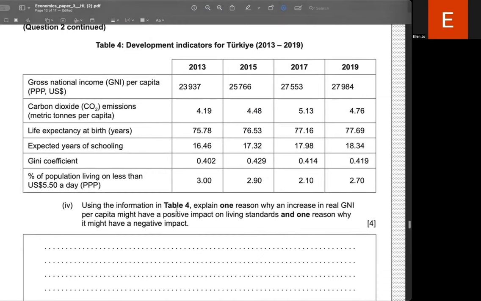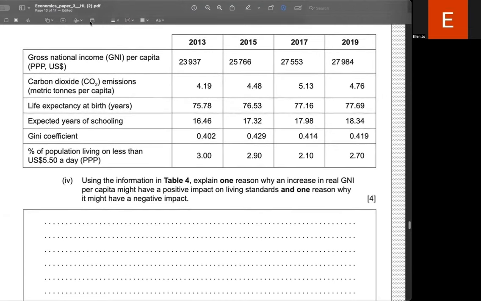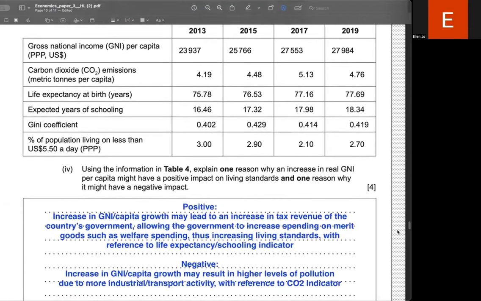Using information in table 4, explain one reason why an increase in real GNI per capita might have a positive impact on living standards, and one reason why it might have a negative impact. Let's talk about the positive first.